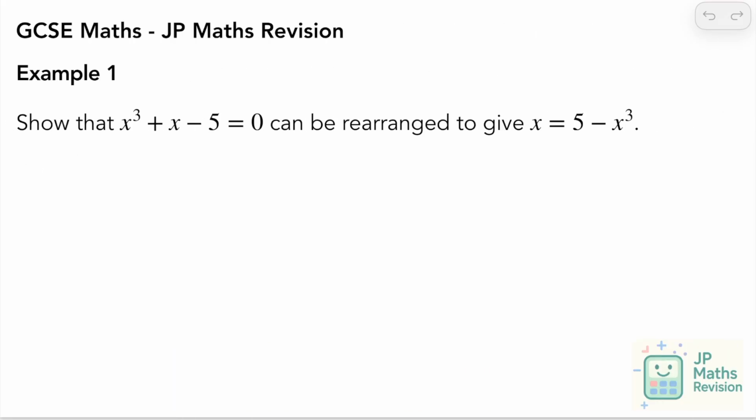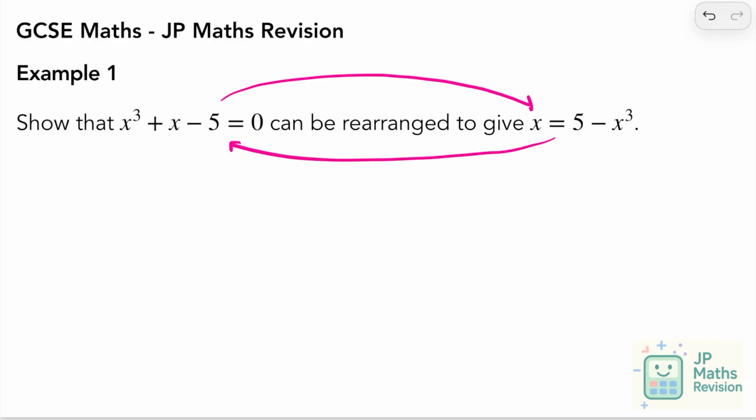So here's an example. We need to show that x cubed plus x minus 5 equals 0 can be rearranged to give x equals 5 minus x cubed. Now there's two ways of doing this. I could go from here to arrive at here, or alternatively, I could start here to arrive at here, just because it's a show that question. If x cubed plus x minus 5 equals 0 is the same as x equals 5 minus x cubed, then the same must be true vice versa.